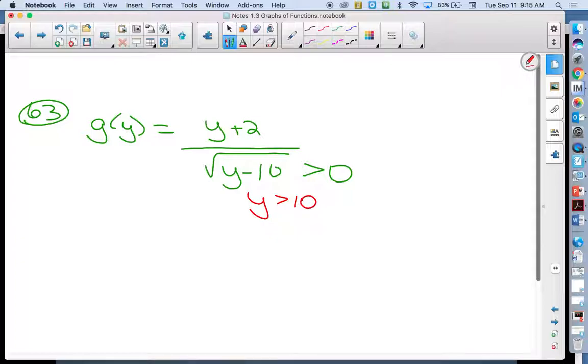So it can't equal 10 because if it was 10, 10 minus 10 is 0, the square root of 0 is 0, and now I have 0 in the denominator. It's allowed to be bigger than 10 because 11 minus 10 is 1, the square root of 1. You can have a 1 in the denominator. It can't be less than 10 because if I plug a 9 in, 9 minus 10 is negative 1. And then we have the square root of negative 1, which can't exist. So if y is greater than 10, that means it starts at 10 and it goes to positive infinity.